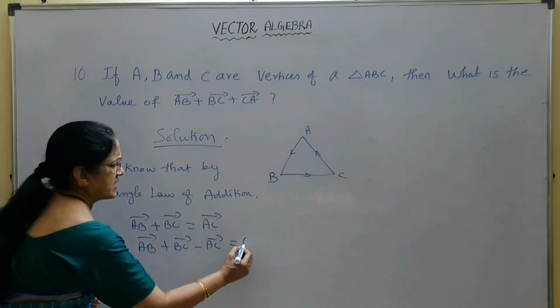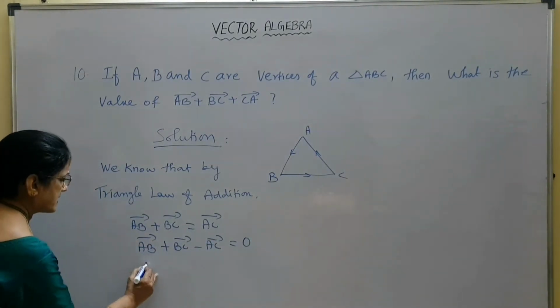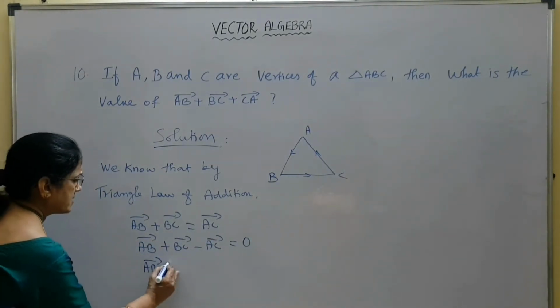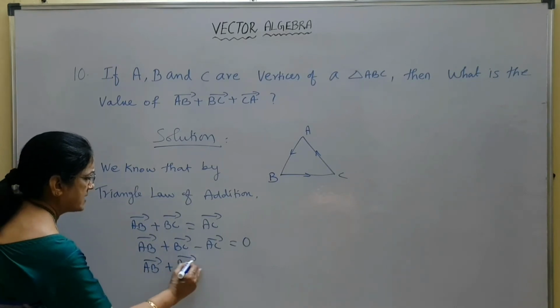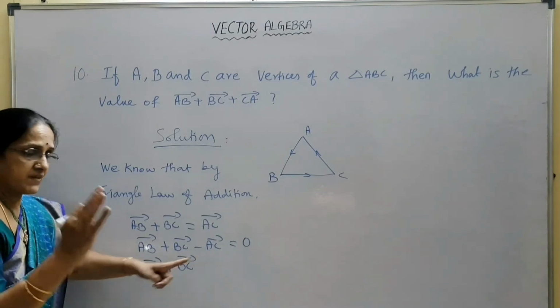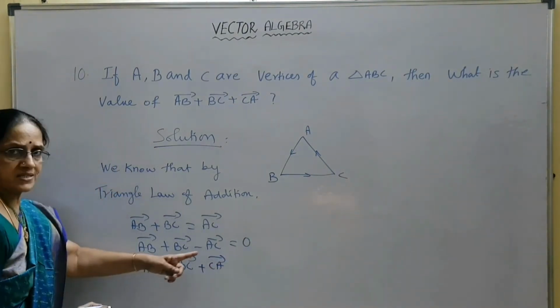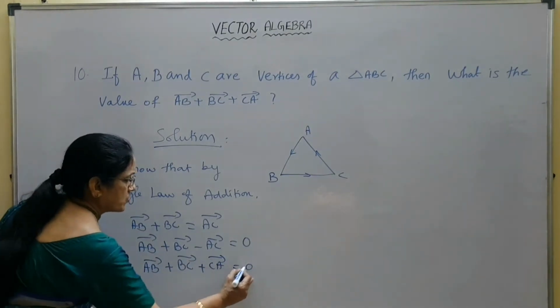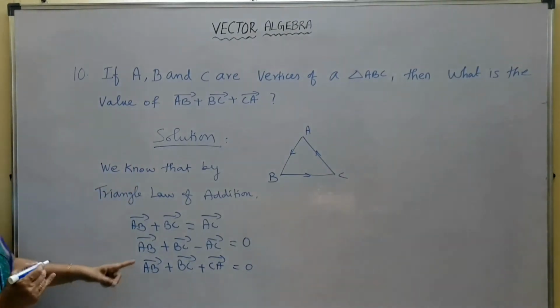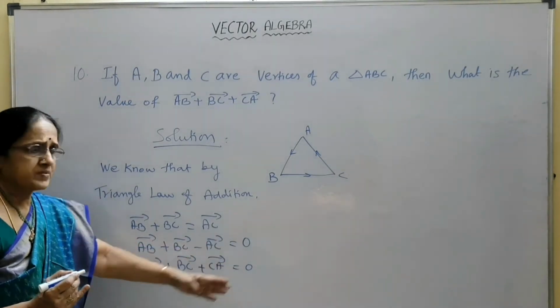Here you will be having just a 0 vector, which is 0. So this is nothing but AB vector plus BC vector. This minus AC vector, I can write it as plus CA vector. Plus opposite direction. So plus CA vector equal to 0. So therefore AB vector plus BC vector plus CA vector equal to 0 vector, which is nothing but 0.